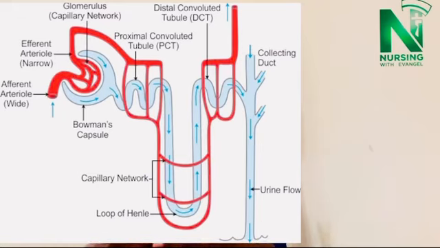So before we go into that, let's look at the nephron and see what it is. The nephron is made up of a renal corpuscle, which includes the glomerulus and Bowman's capsule. It also has the renal tubules, which are the proximal convoluted tubules, the loop of Henle, and the distal convoluted tubules. And this nephron also has a collecting duct.